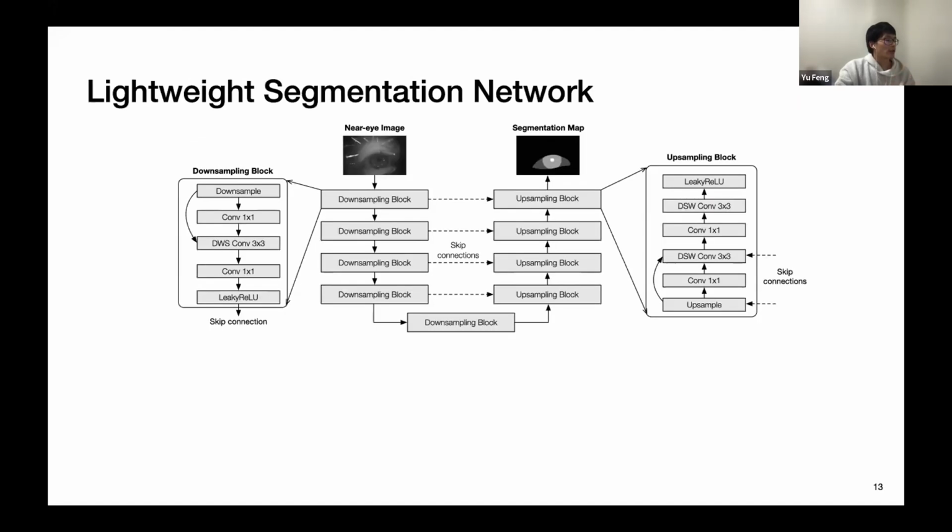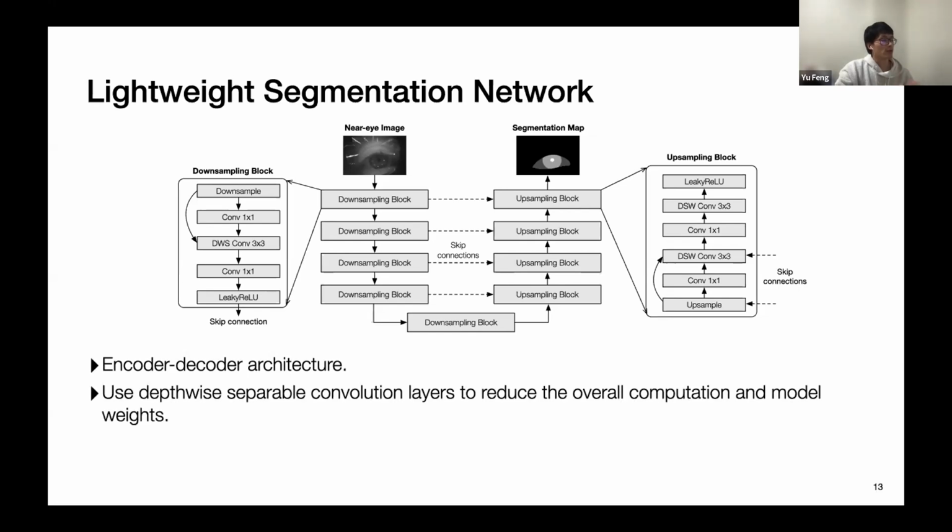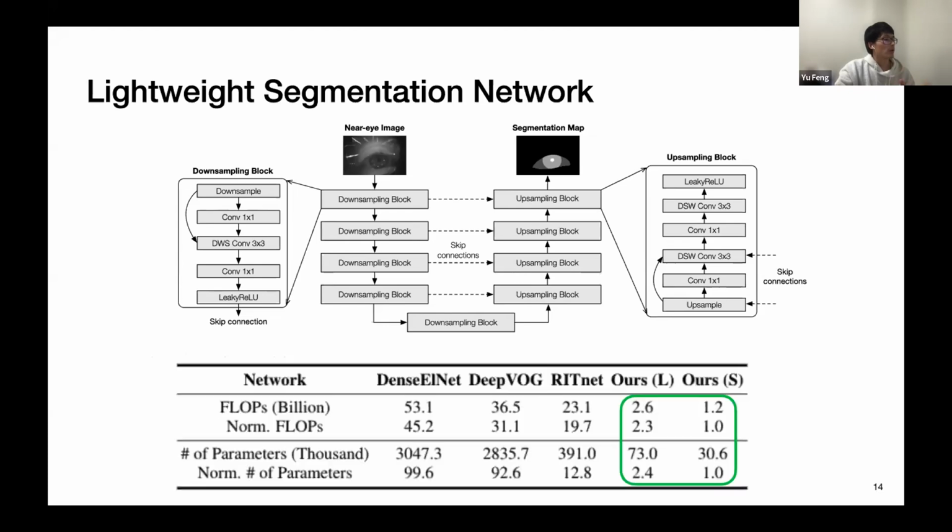So on top of the acceleration from our multi-mode switching algorithm, we further accelerate the eye segmentation stage by proposing a lightweight segmentation network. Similar to other segmentation networks, we use an encoder-decoder architecture, but we use lightweight depth-wise separable convolution layers to reduce the overall computation cost and model weights. Here we show our model is an order of magnitude smaller than the state-of-the-art algorithms.